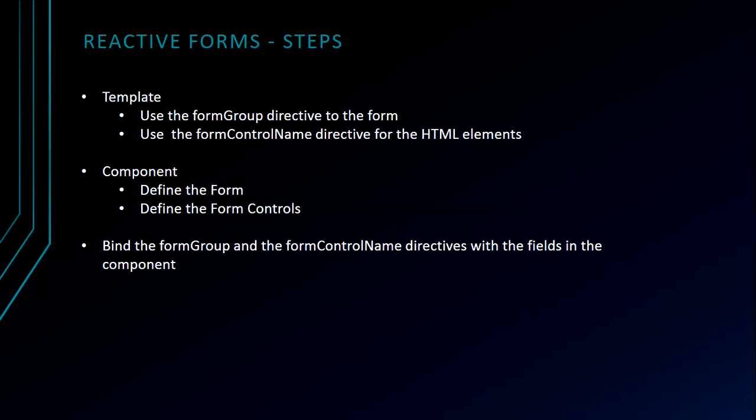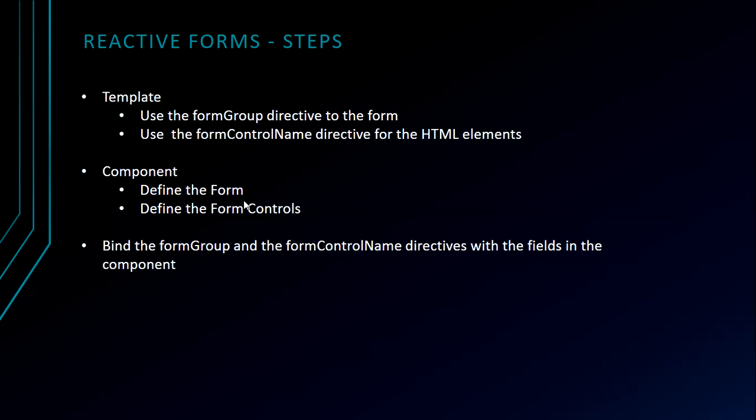2 steps in template. Second is in component. In the component, you have to create your own form group and you have to create your own form controls, right? The third step is binding these two which you have defined in the template and the component. Bind the formGroup and the formControlName directives with the fields in your component. So whatever you have done in step 1 and step 2, you have to bind them together in the component, right? So these are the 3 important steps in creating a reactive form.